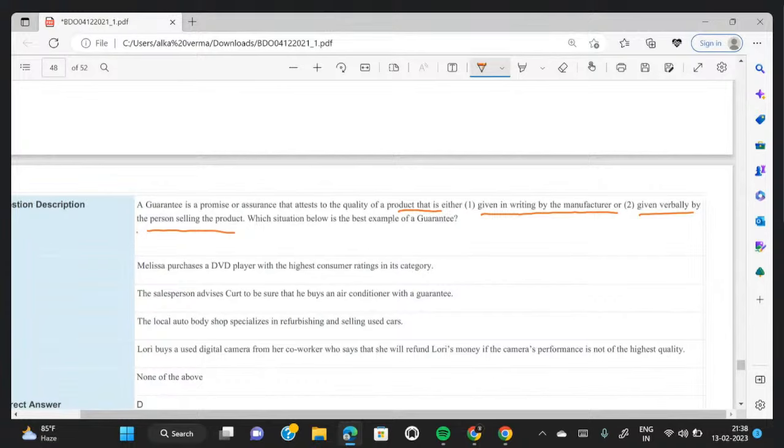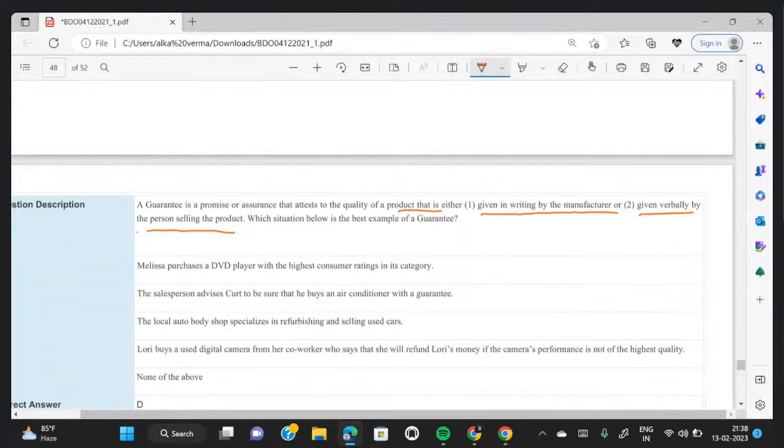Verbally means what? A salesperson comes to our doorstep, or whenever we go to a particular shop, they sometimes say, "Arey, kapda chota nahi hoga. Don't worry, this cloth is not going to be too tight for you." That is our guarantee. The clothes are not going to lose the color.